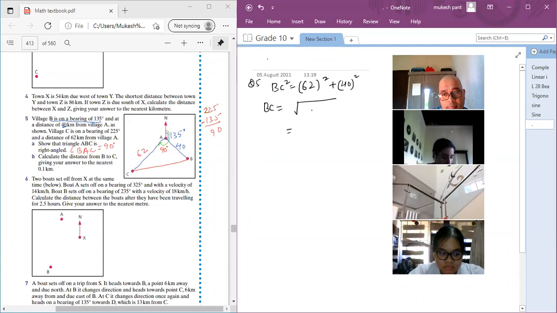The total is 5,444, and the square root is equal to 73.8. Can you repeat? 73.8. Okay, thank you, guys. So we are getting 73.8. Note this down.